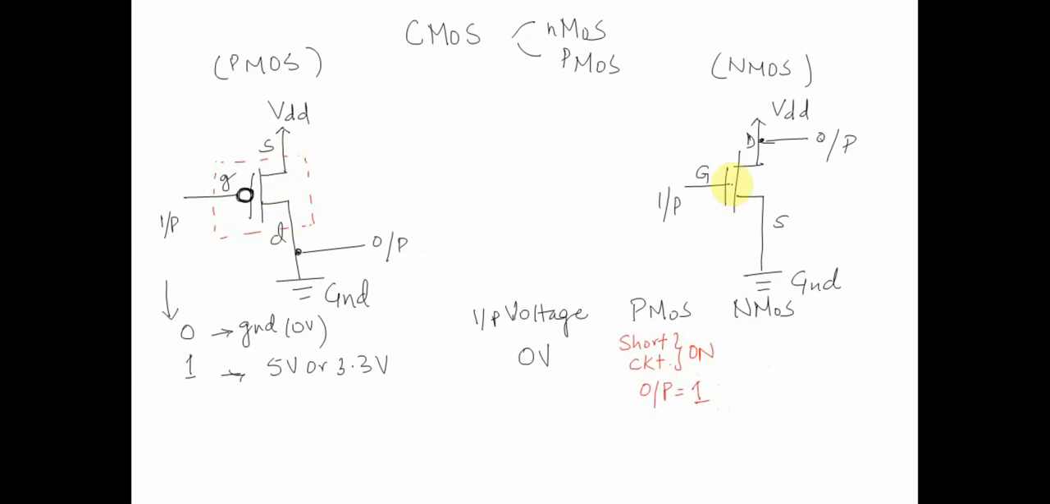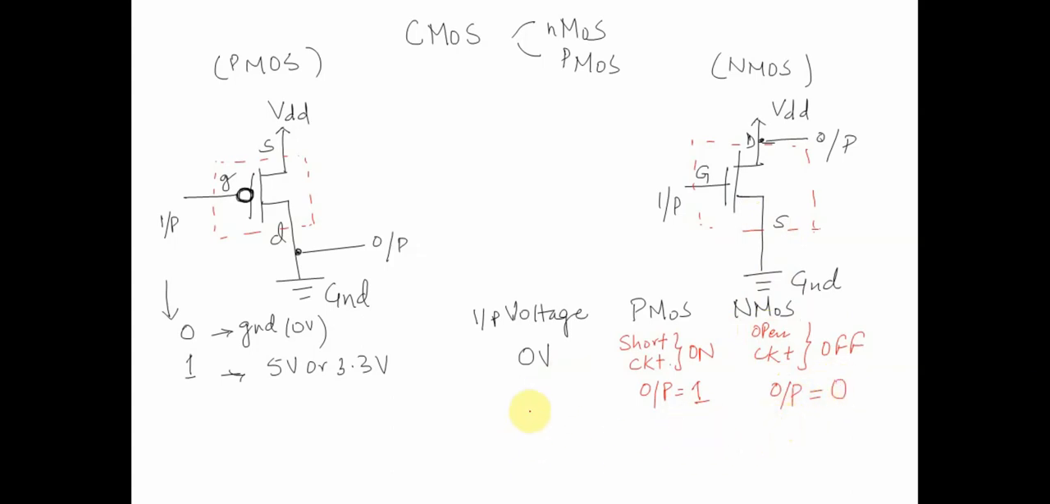Similarly for NMOS, when we supply 0 volt over here, this NMOS will behave like an open circuit. If it behaves like an open circuit, my output will be off. So when we supply 0 volt to an NMOS, it works like an open circuit, which is off, and the output will be equal to logic 0, which is a logic level low.